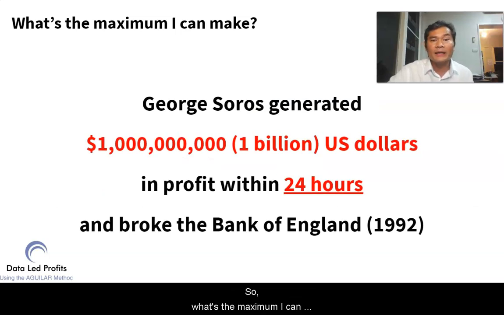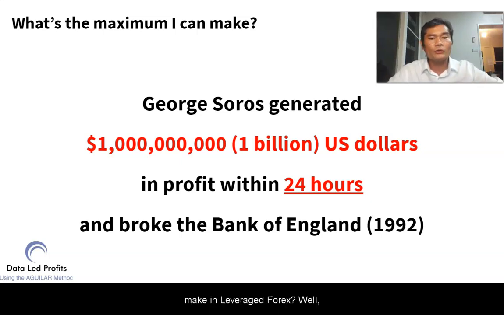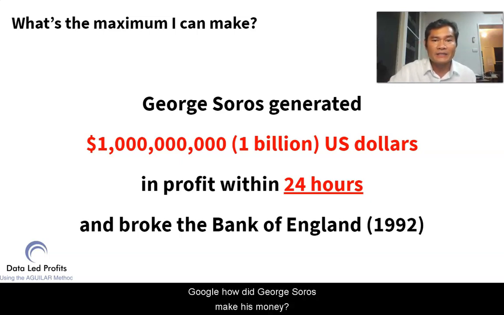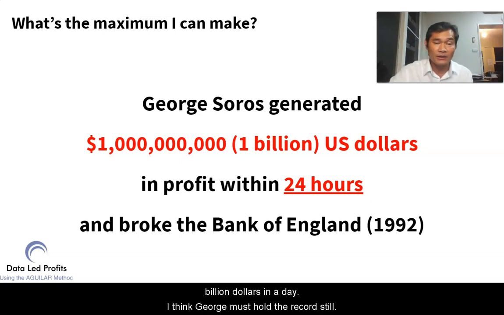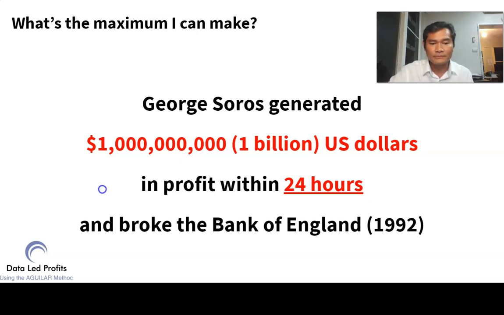So what's the maximum I can make in leverage forex? Now that you know how it actually works, what's the maximum I can make in leverage forex? Well, I want you to Google George Soros. Google how did George Soros make his money, and you will find that George Soros, who's a trader, generated $1 billion in profit within 24 hours and broke the Bank of England back in 1992. Now that's got to be a record. Now, I don't know of anyone else that's made more than $1 billion in a day. I think George must hold the record still.